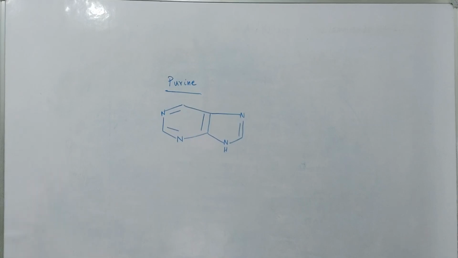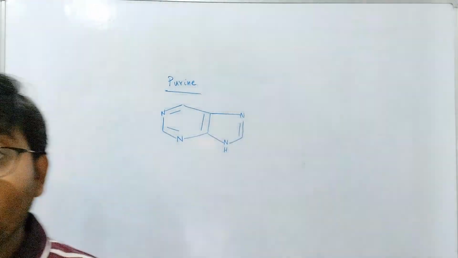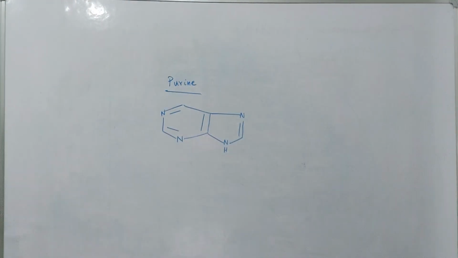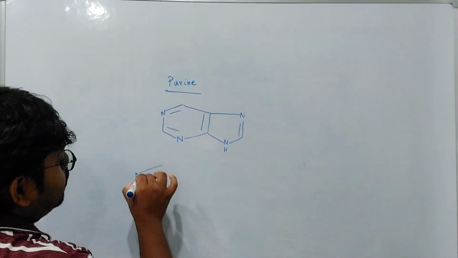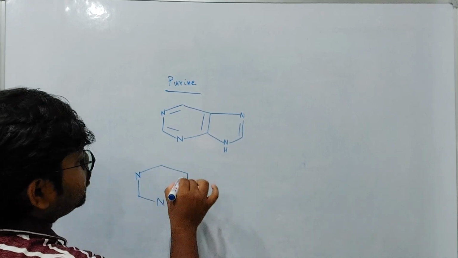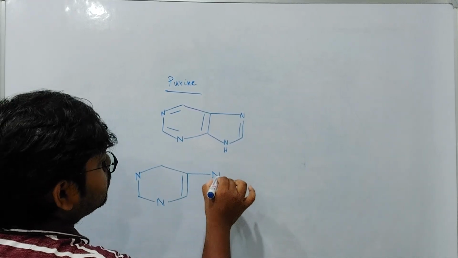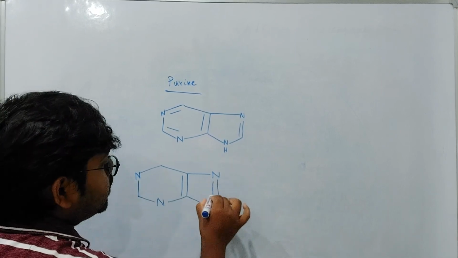So this is the structure of purine. Now, as I have told, there are two purine bases, one is adenine, another one is guanine. So how does adenine look like? First of all, let's draw the skeleton. Which skeleton? The purine skeleton. This is the purine skeleton.